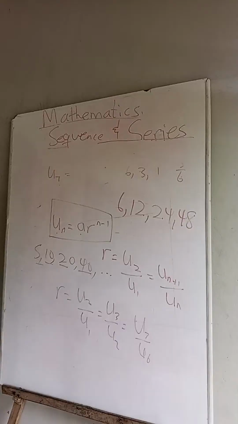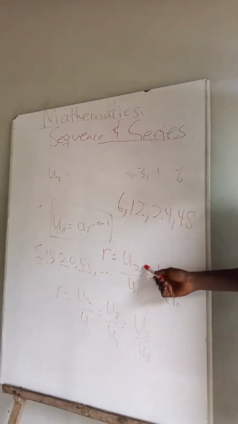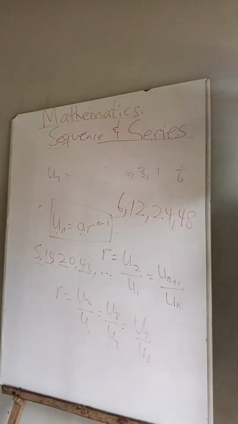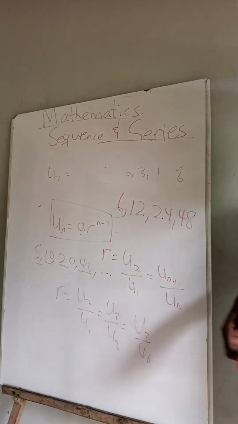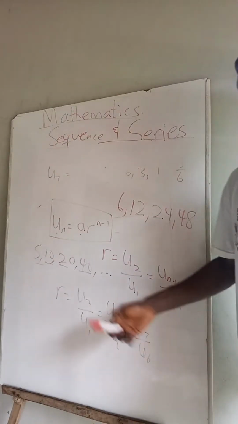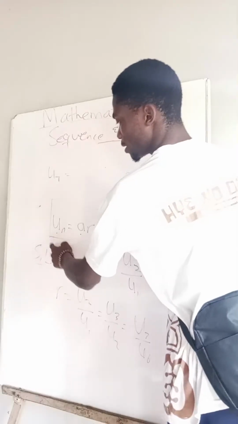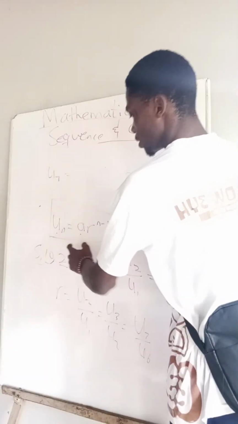So what will be R? Open your eyes. What is R? Just use the U2 and the U1 there. Your R is not for the seventh term. That's why it's called the common ratio. Common means everywhere. So the common ratio in this one is the same as the common ratio in this one, and the same as in this one.